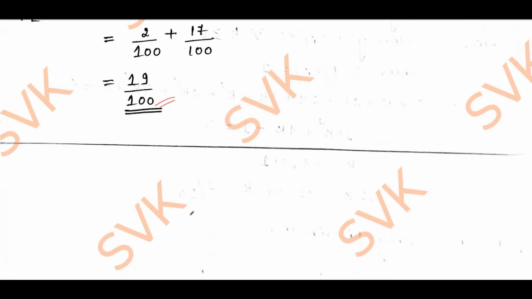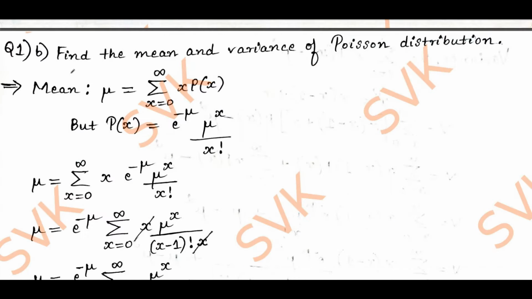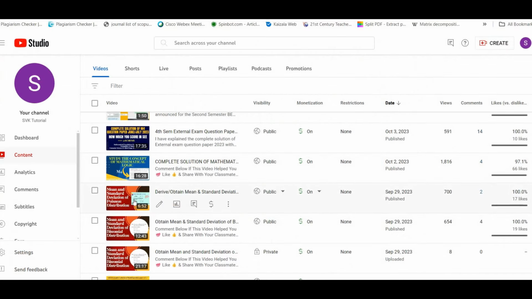Moving on to question number 2, find the mean and variance of Poisson distribution. This has been explained in the previous video. You can go through that video, which is given on my YouTube channel. In that I have derived and obtained the mean and standard deviation of the binomial distribution, and also the mean and standard deviation of the Poisson distribution. Both I have done. You can refer to this video, and if you have any doubts you can ask me.